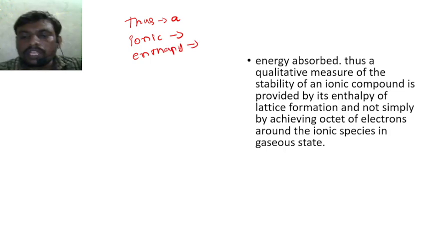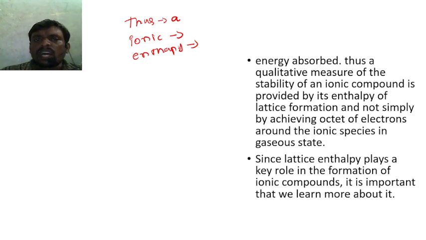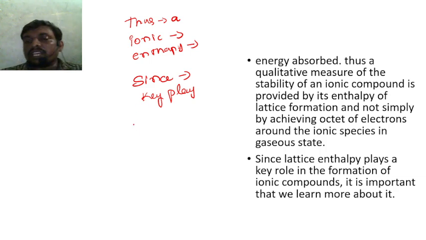Okay, in the case of ionic bond formation, or ionic compound formation, it is provided by enthalpy, we know that, but it depends upon the octet of electrons around the ionic species in the gaseous state only. Since lattice enthalpy plays a key role, enthalpy generally plays a key role in the formation of ionic compounds. Without this, enthalpy is nothing but energy gain or energy loss. It is important whether it is exothermic enthalpy or endothermic enthalpy. It is important that we learn more about it.